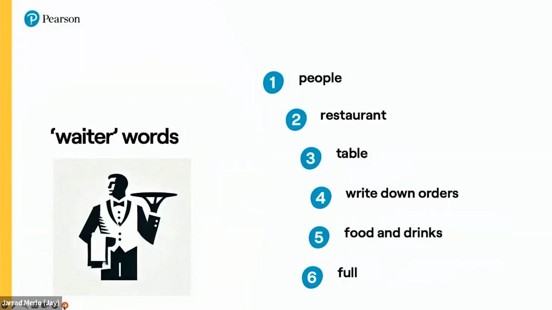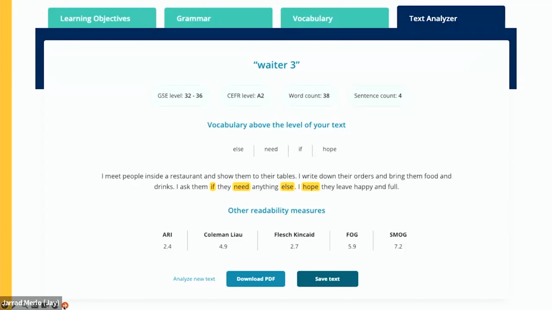In other words, what I've done is I've used very simple waiter words, right? I don't want to say the word waiter because that would give away the answer. So I use the words like people, restaurant, table, write down orders. There's a nice phrasal verb, write down orders, food and drinks, and full. All of these relate to the word waiter. And if I take my transcript and punch it into the text analyzer again, I can see that I've written it at the A2 level. So that's awesome. There are a few words there that are above the A2 level, but overall it's pretty good.